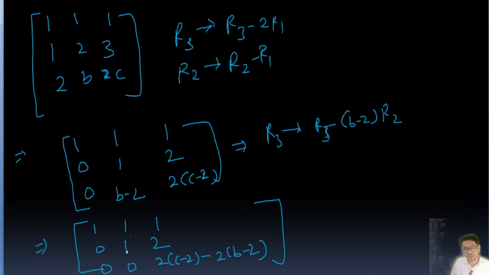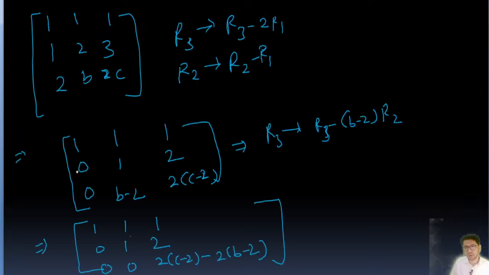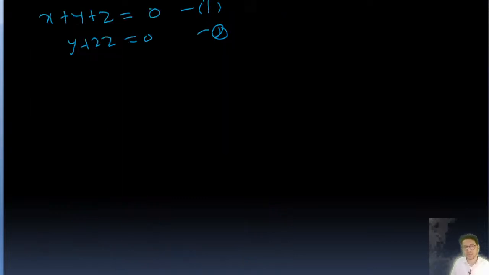Second is going to be 0 plus y plus 2z equal to 0. So we can write y plus 2z equal to 0. This is equation 1, which we have got from this matrix. X plus y plus z equal to 0, and x is 0, then y plus 2z equal to 0. So from 2 we can get y equal to 2z. Let's say z equal to k.